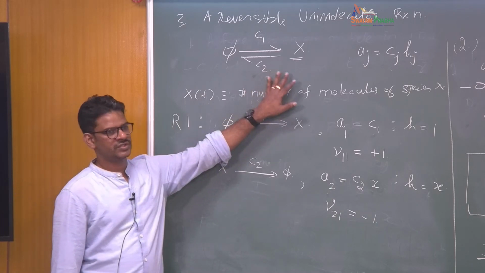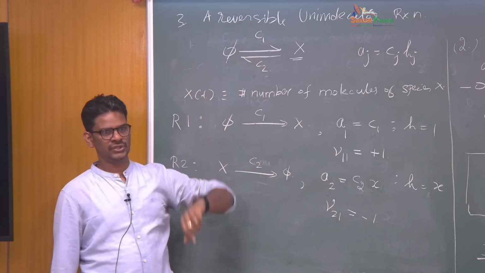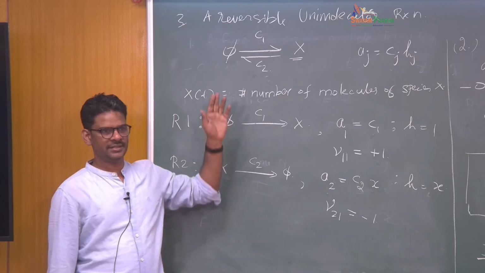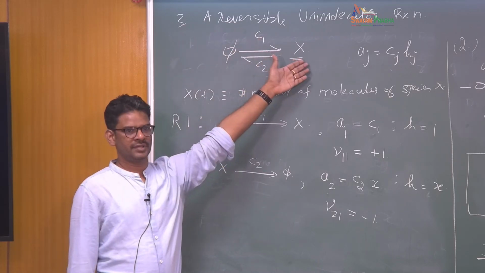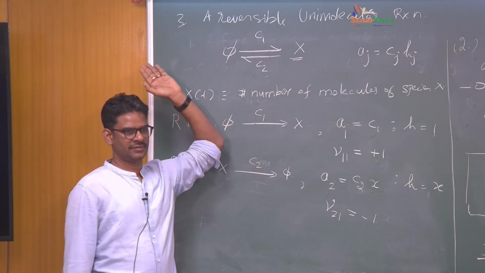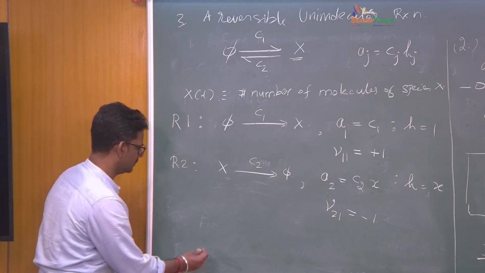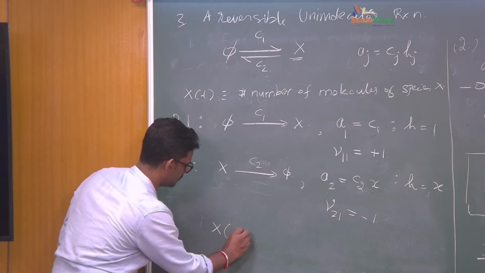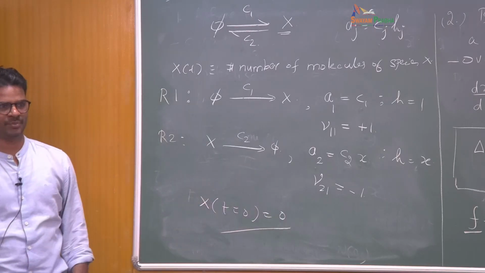One additional thing we have to say is the initial condition. In this case we can say we start with X equal to 0. Then the reaction will anyway continue. The phi will give some amount of X and X will react back. So we have to specify the initial condition also. Now we have completely specified the problem.